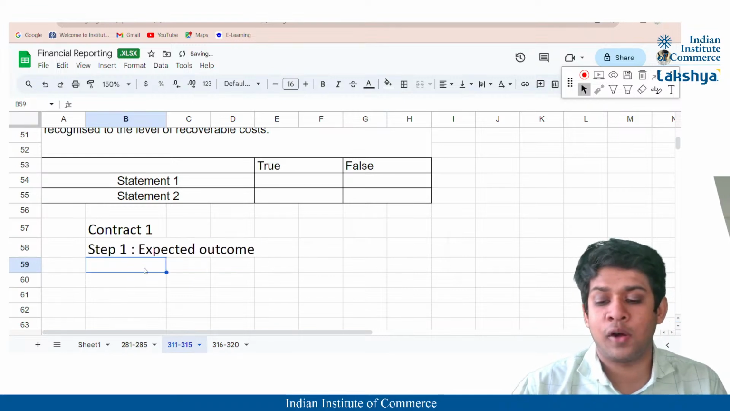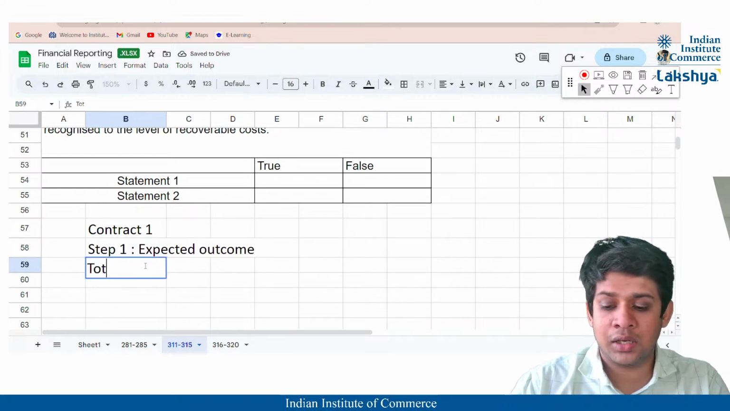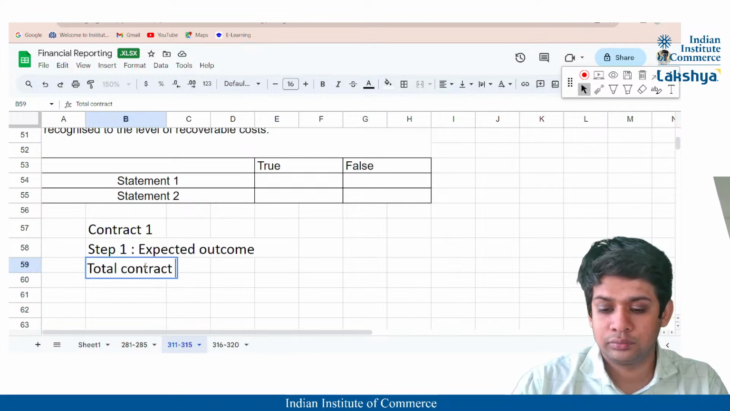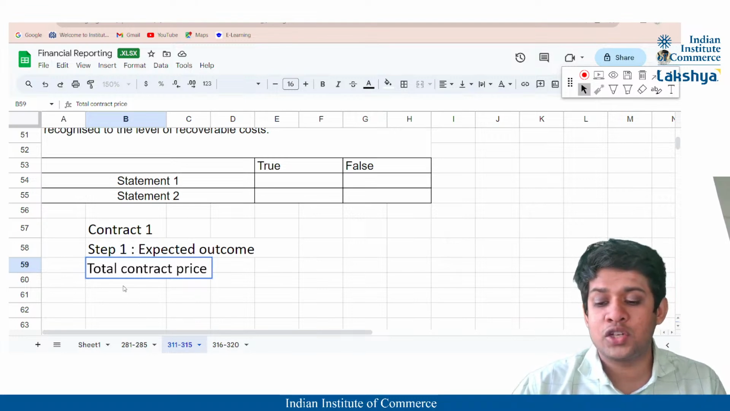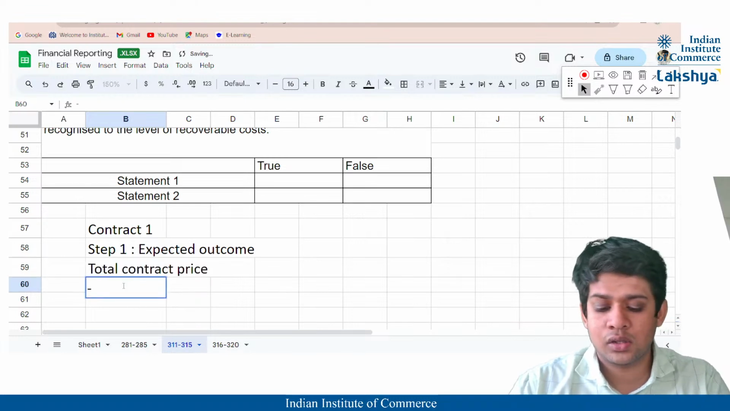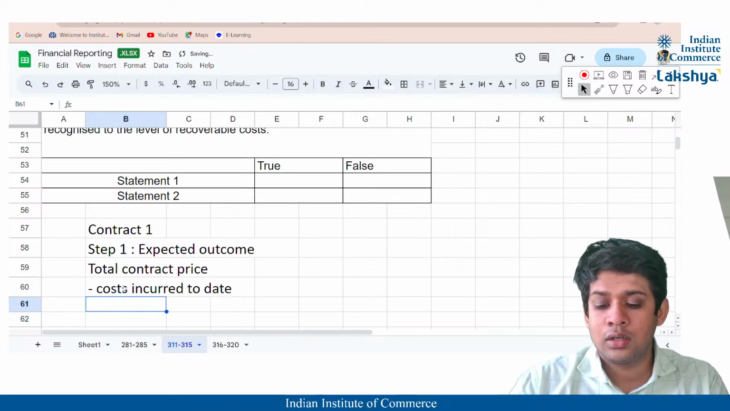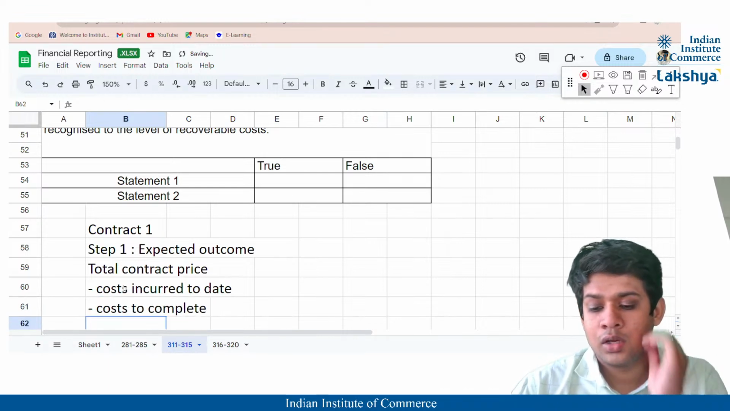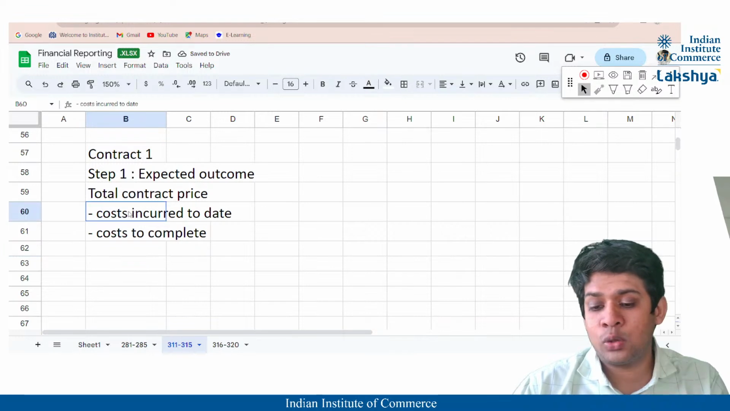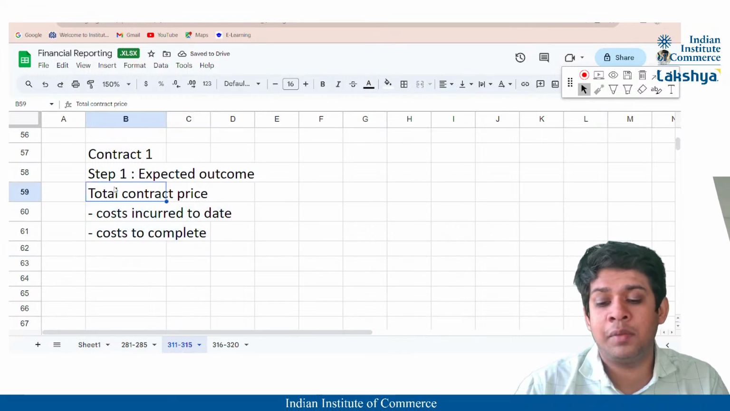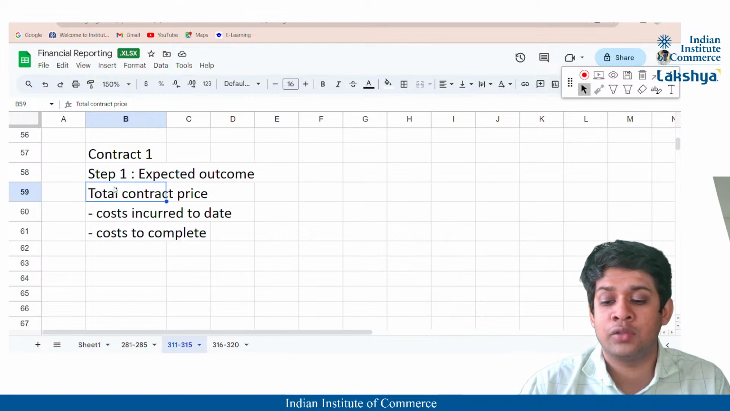whether the expected outcome is profitable or not, and that is nothing but the total contract price. That means the amount that I'm going to receive from the customer for completion of the contract, less costs incurred to date, less costs to complete the project, right? So I'll identify that these are my total costs and this is the total payment that will be made to me by the customer for the completion of the contract. So let us see whether the contract is profitable or not.